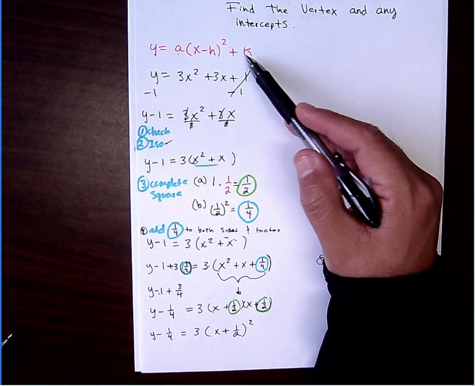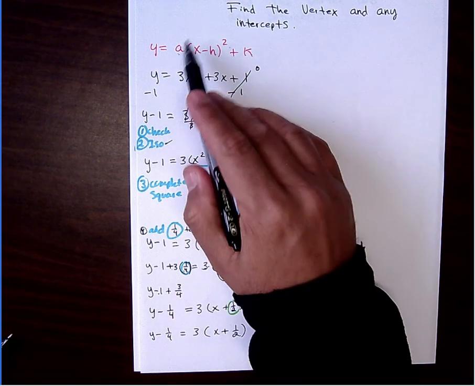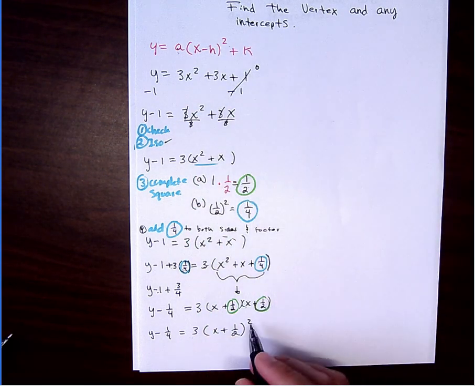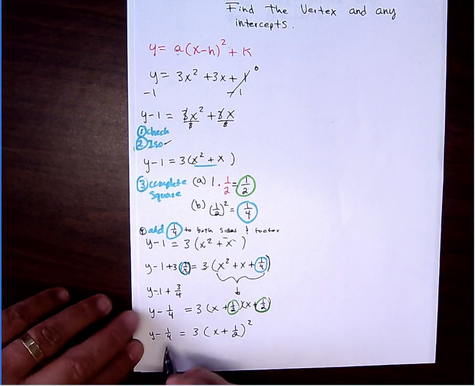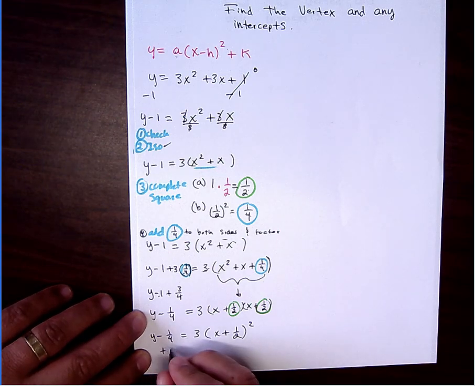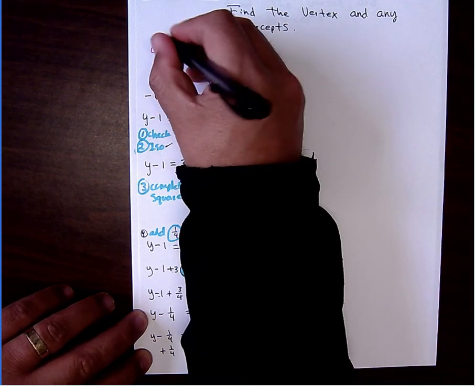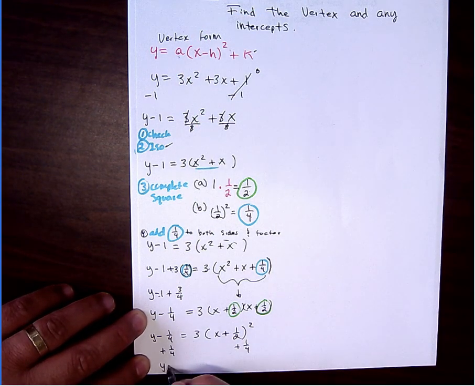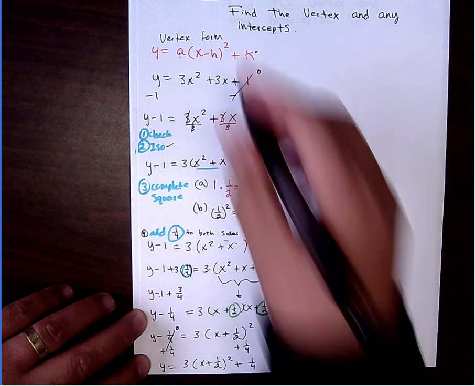Now we almost make it look like that. What are we missing? So we have the a, which is the 3. We have this inside the parentheses. We have the square. We just need the k. There might be a chance that sometimes you won't have a k. In this case, we just have to move this one over to find that exact form, the vertex form. This is called the vertex form. So y would be equal, so this becomes 0. 3x plus 1/2 squared plus 1/4. Now we have that form.